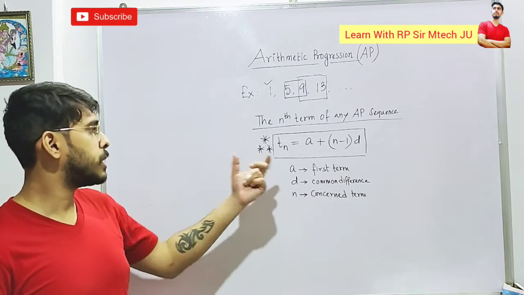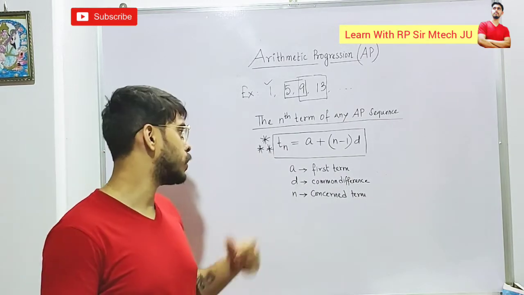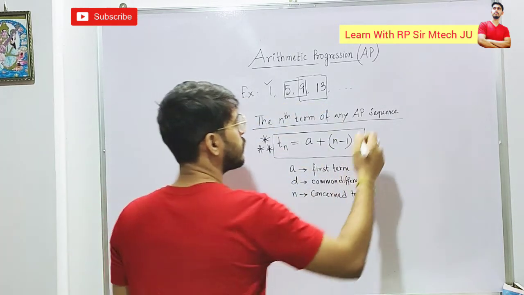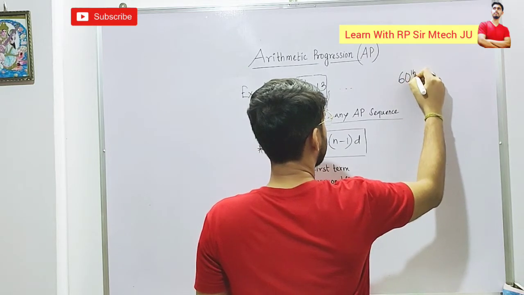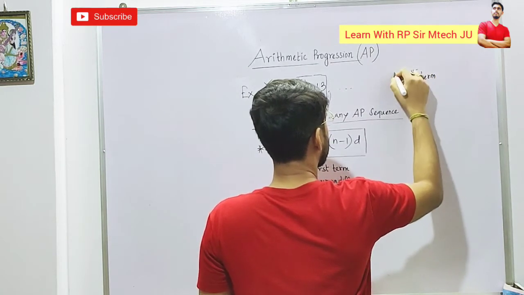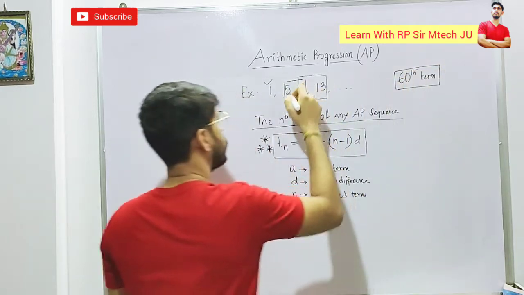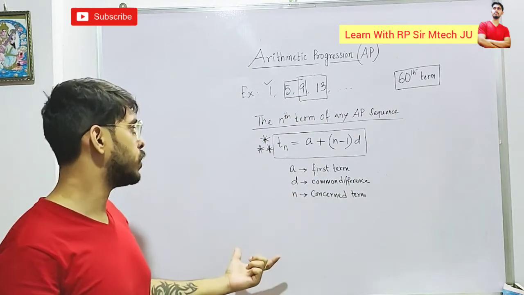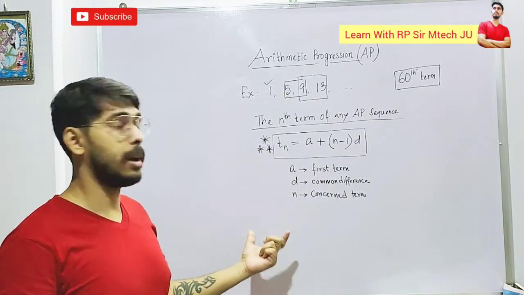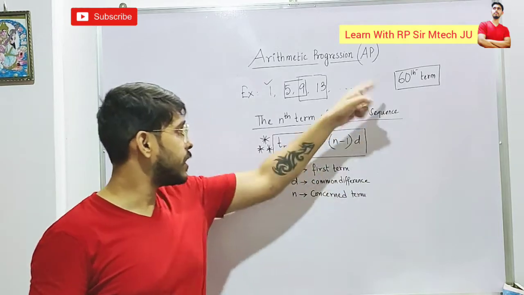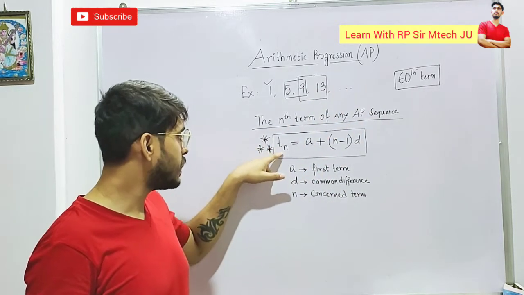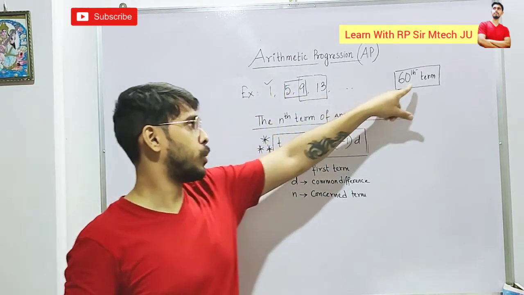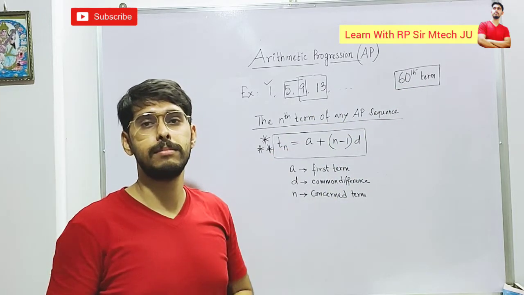So with this particular formula, we will be able to do this particular problem. If I ask you to find out the 60th term of this particular sequence, how will you do so? I will tell you first of all to pause the video and try it yourself. This is your formula, and these are the ingredients of the formula. This is the sequence in front of you, and that is your question. You need to find out the 60th term. Do it.